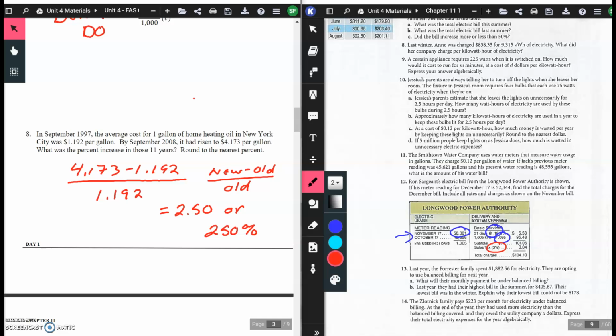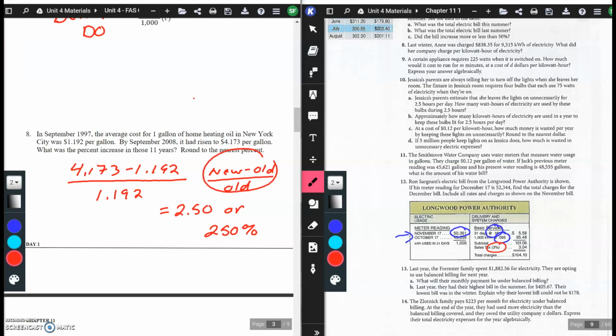So percent increase, remember, is new minus old over old. So the new cost was $4.173 minus your old cost of $1.192, divided by $1.192. So again, here is your formula: new minus old over old. That's how you find percent change. That'll give you a decimal of 2.50. And then to convert a decimal to a percent, remember we move it 2 places to the right. So you get 250% increase. And that is it for section 11.1.